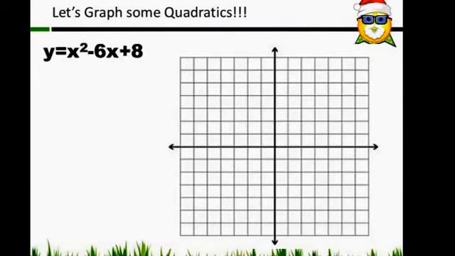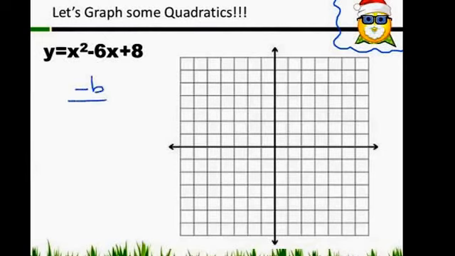So let's actually graph these quadratics. I have my little Santa Claus over here. I thought it was pretty funny. I thought I added it in there. Anyway, first things first, graphing these quadratics.